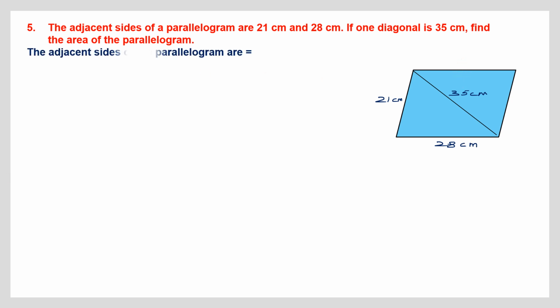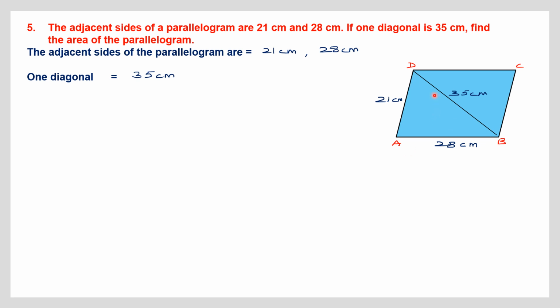So let's write what's given to us. The adjacent sides are given as 21 centimeters and 28 centimeters. We've also been given one diagonal and that is 35 centimeters. Now we have been asked to find the area of this parallelogram. To find the area of this parallelogram, we need to know the base and the height. The base is there, but we don't have the height. So what is the other way of finding it out?